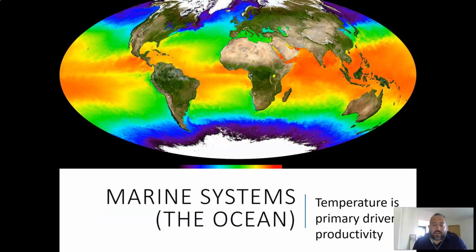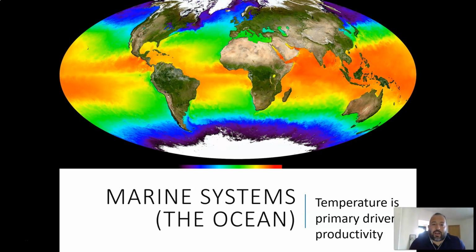And with the ocean, or marine systems, really the only big thing that I want you to understand is that temperature is the primary driver of productivity. So where is the ocean going to be more productive, or where are you going to see more species of life in the ocean? You're going to see it where it's a little bit warmer.